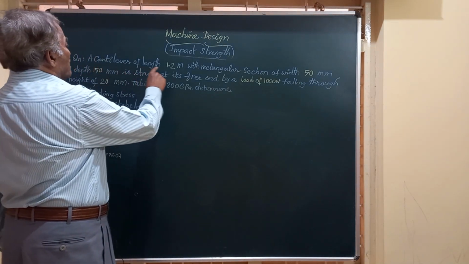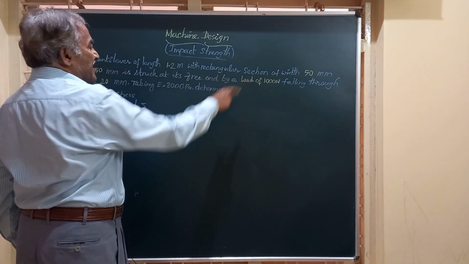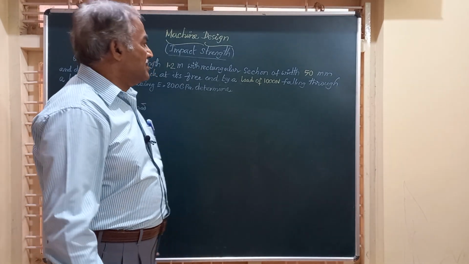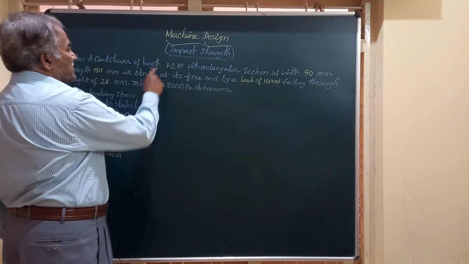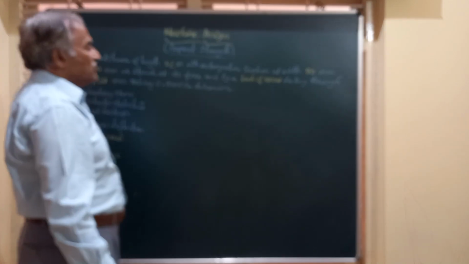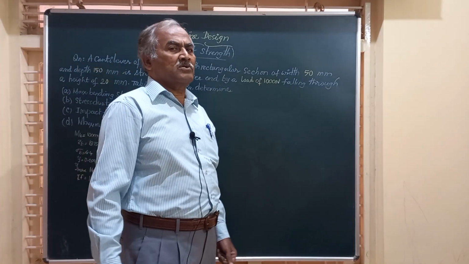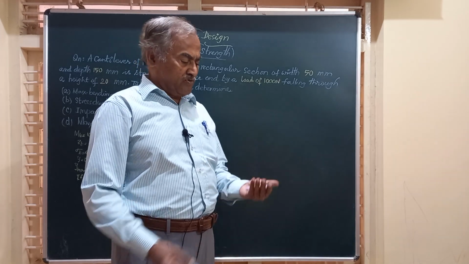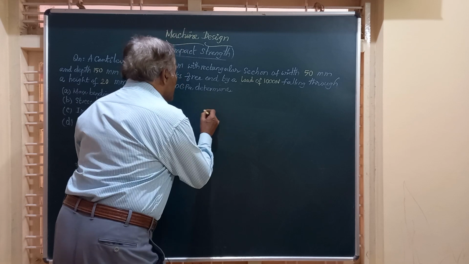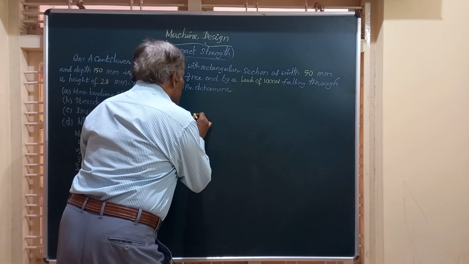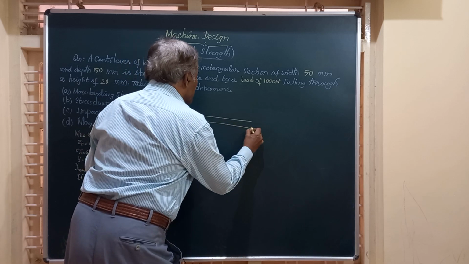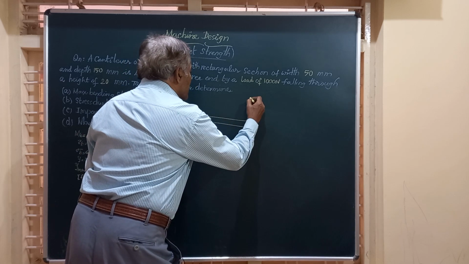A cantilever of length 1.2 meter with rectangular cross section. They are given the cross section of the beam and also the length of the beam. It is struck at its free end by a load of 1000 Newton falling through a height. So we will write down the sketch as per the dimensions given. So we have a cantilever, and this cantilever is of rectangular cross section.